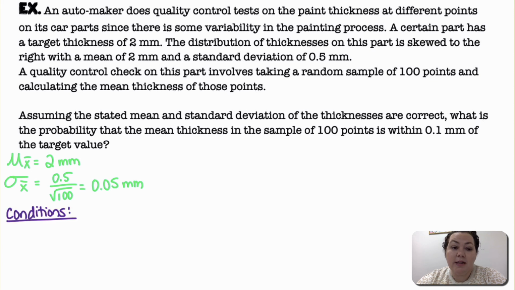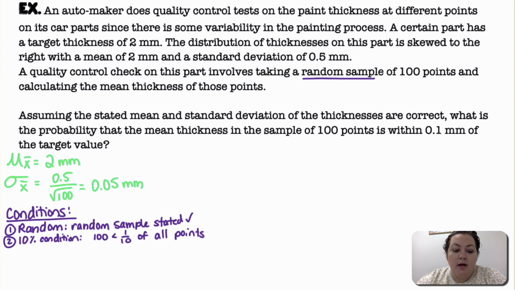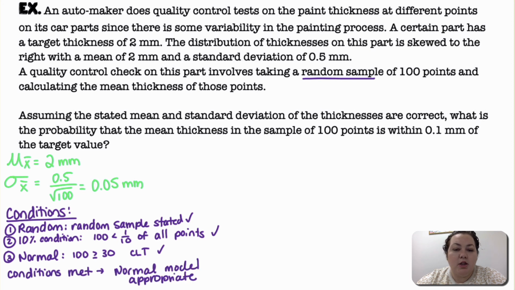Now I need to check my conditions to make sure I can use a normal distribution for this. Random: it was stated that they took a random sample of 100 points. The 10% condition: 100 is less than 1/10 of all points that I could take on that part. Normal: 100 is my sample size, which is greater than or equal to 30. So the central limit theorem applies, my conditions are met, and a normal model is appropriate.